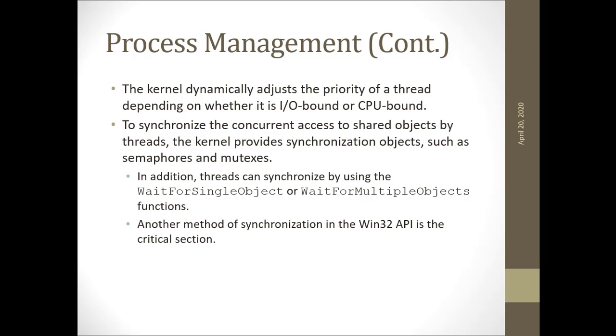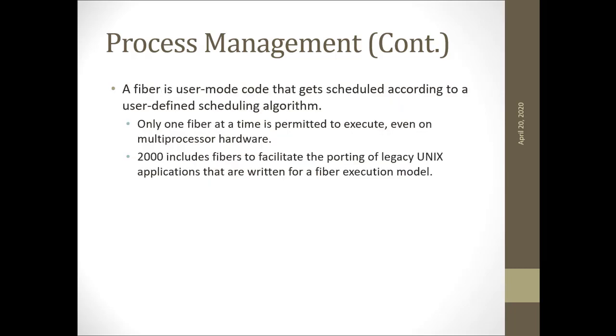As we know, we have studied synchronization and also deadlocks. When we were speaking about deadlocks, there were four necessary and essential conditions, one of them being mutual exclusion. And semaphores are similarly used to solve the critical section problem. So to synchronize the concurrent access to shared objects by threads, the kernel provides synchronization objects such as semaphores and mutex. Again, the same concepts are being used in this way.